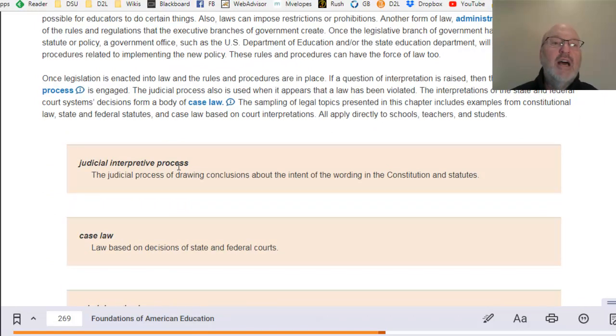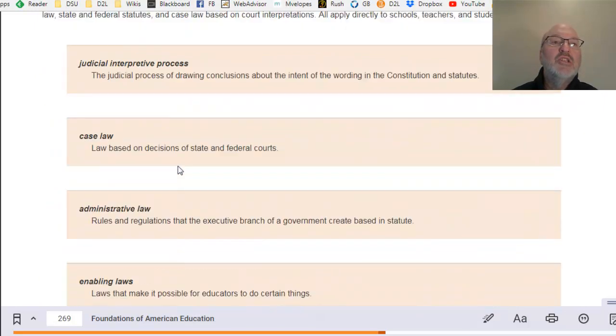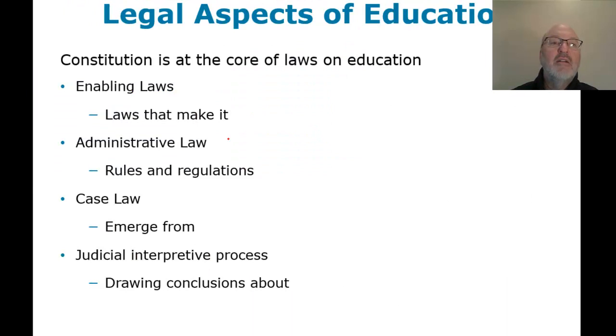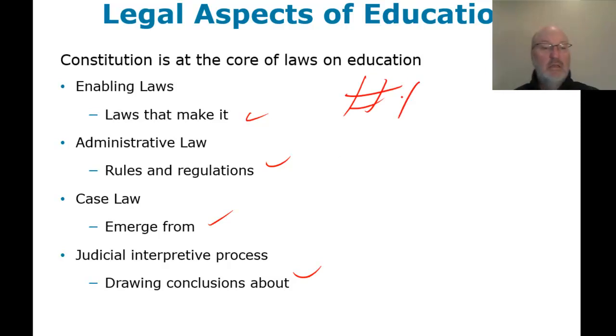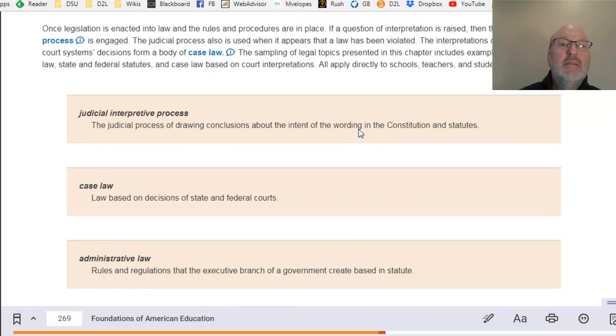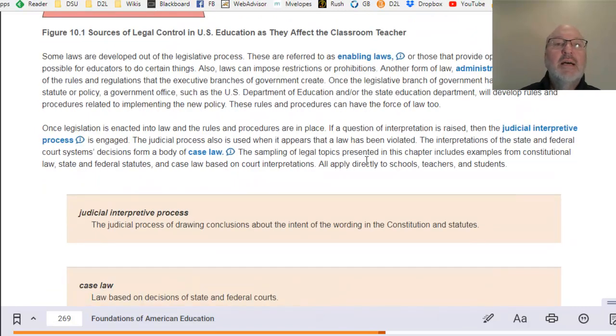What are these things? These different types of laws: a judicial imperative process, case law, administrative law, enabling law. And so that's what they are here, and I've started them for you. You need to complete these sentences here, here, here, here. And this will be number one. And they come from here. Okay. So if you will, before you jump into that, let me just give you this.